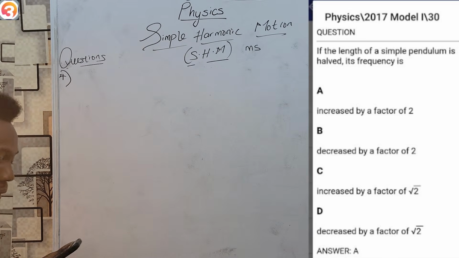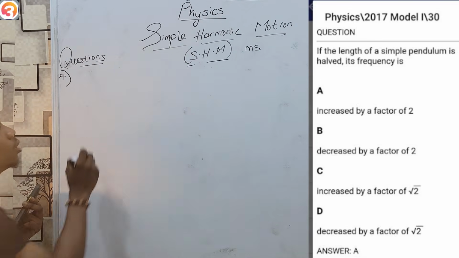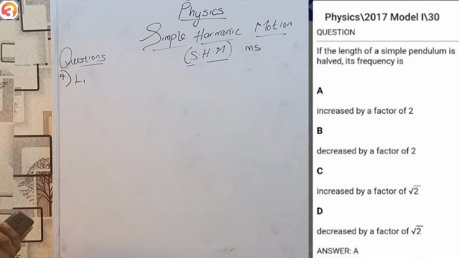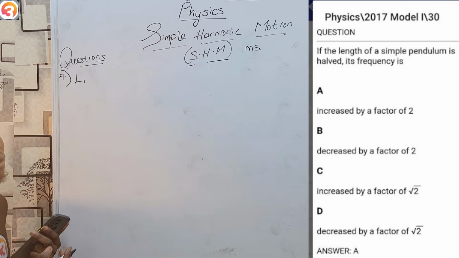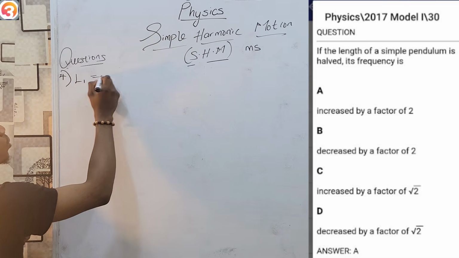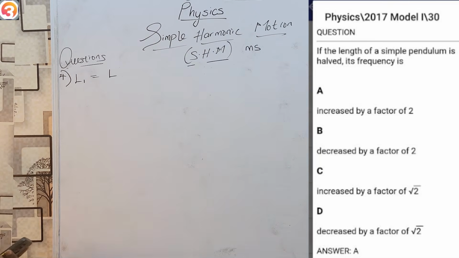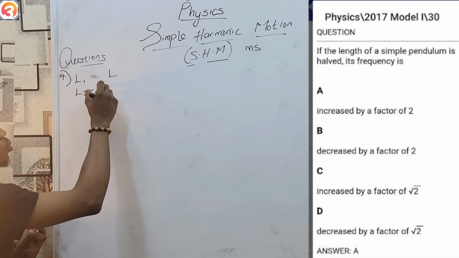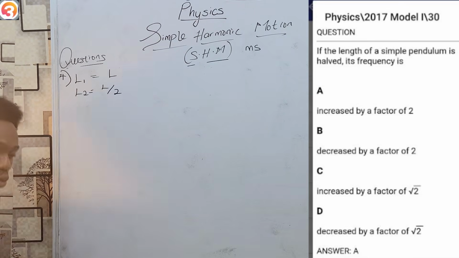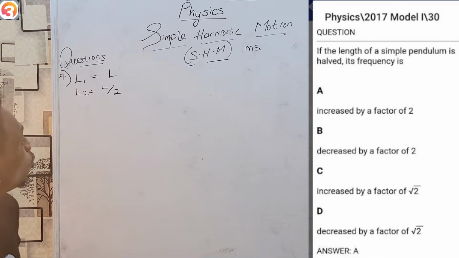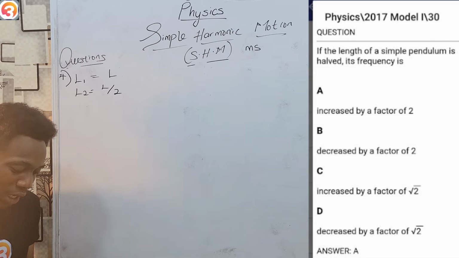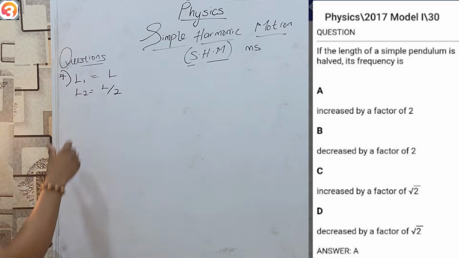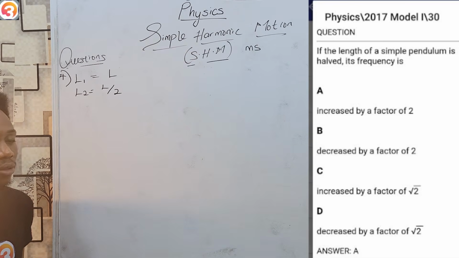If the length of a simple pendulum is halved, that means initially I have one pendulum, let's say L1, and then the length is getting halved. So let's say L1 equals L initially, then L2 equals half of L1, which is simply L over 2. So when the length gets halved, its frequency is what? The question is, when the length is getting halved, what happens to the frequency?